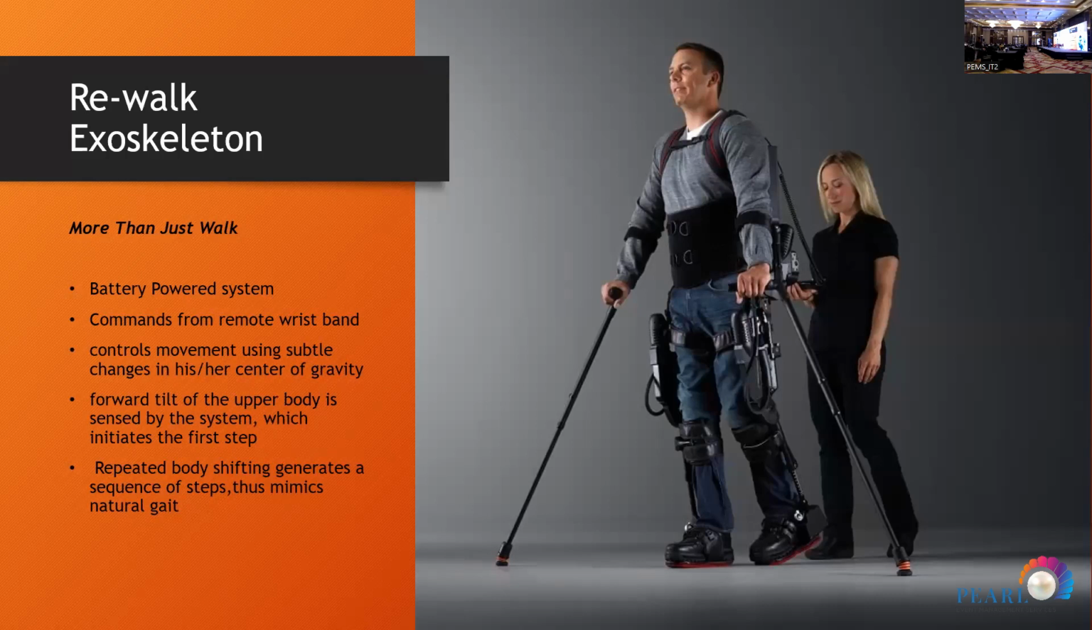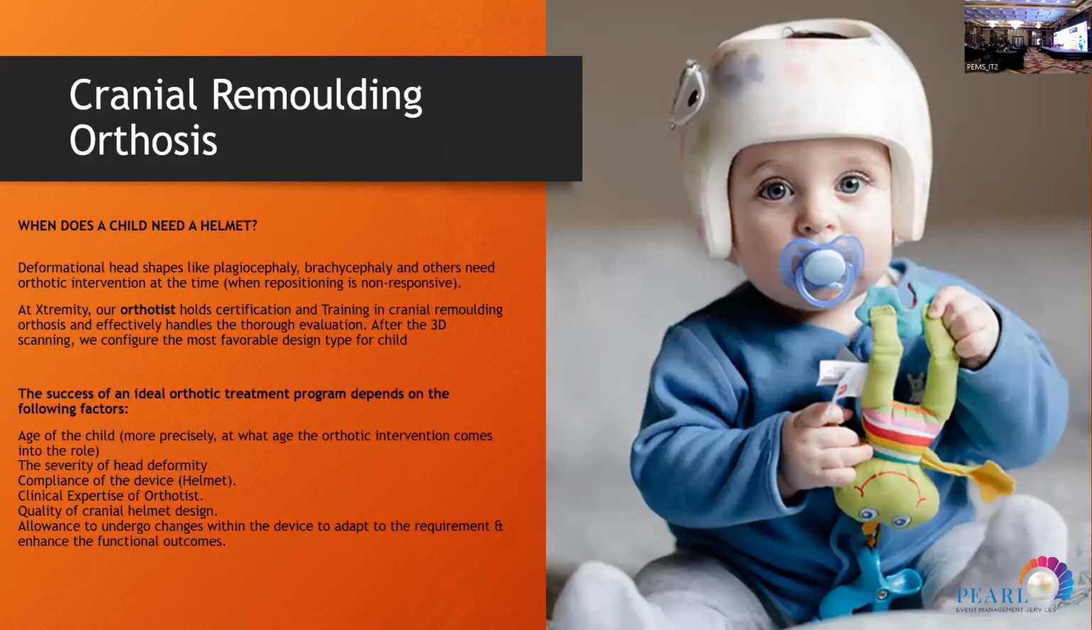Cranial remolding orthotics, again, are very important in patients with deformational head shapes like plagiocephaly, brachycephaly, or even craniosynostosis cases, where there is premature fusion of the skull sutures. Post-operatively you can also provide custom-made CAD/CAM designed cranial remolding orthotics. These are all FDA approved products, very safe to be used. It doesn't hamper any of the brain growth in the child.